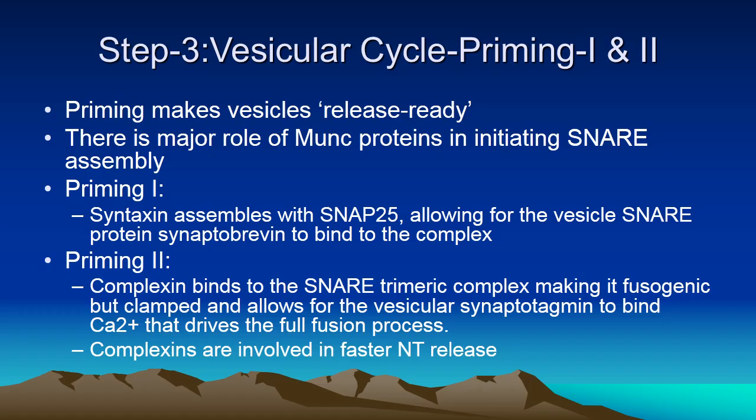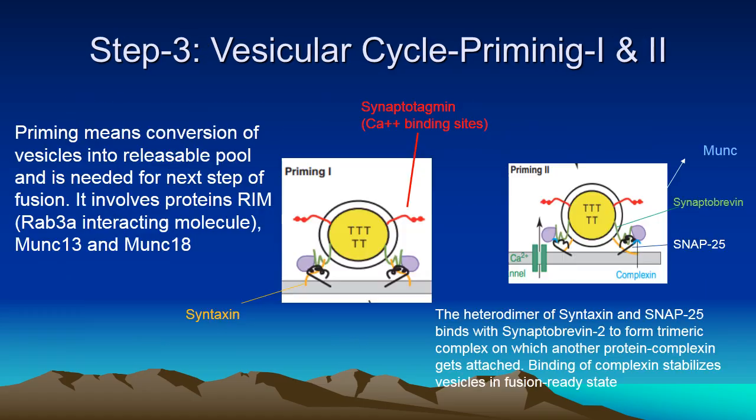Next step of the cycle is priming. That undergoes in two phases. One is syntaxin assembles with SNAP25, allowing for the vesicle SNARE protein synaptobrevin to bind to the complex. So such a trimeric complex can be formed, and priming involves another protein called complexin that binds to this trimeric complex to make it just fusogenic, imagine fusion ready. But still there is a clamp by the complexin. This clamp will be removed for release.